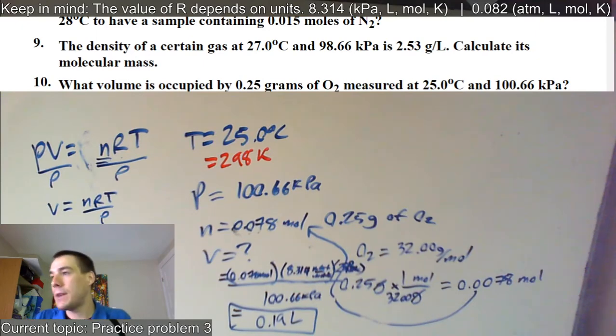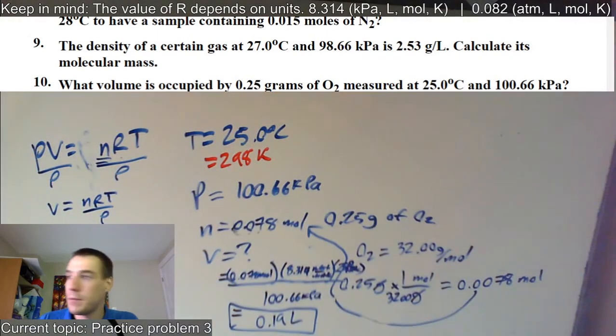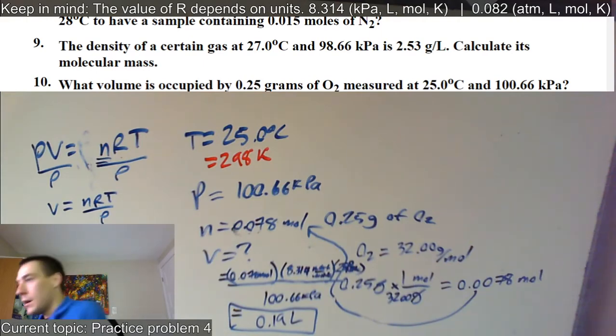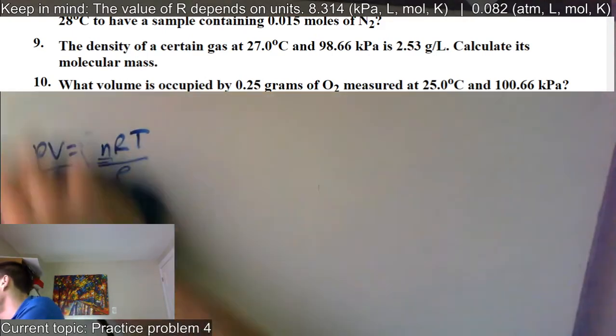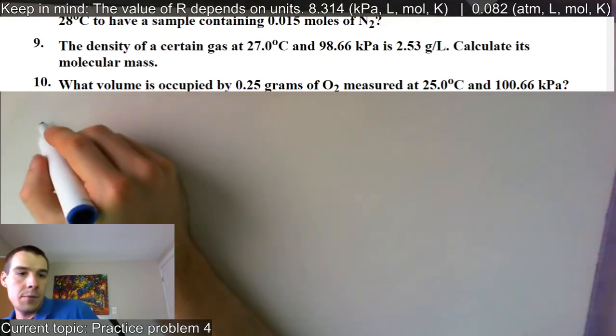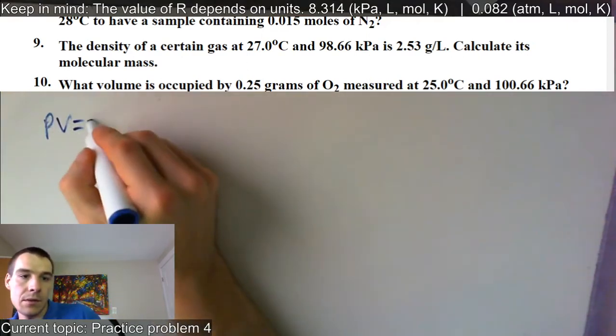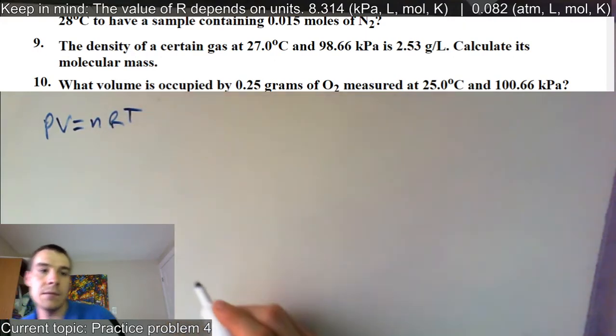Hey, we're going to round things out with our last practice problem, which is practice problem 4, already up on screen. It's question number 9. Erase this. We'll keep PV equals nRT up there. Why not? PV equals nRT.